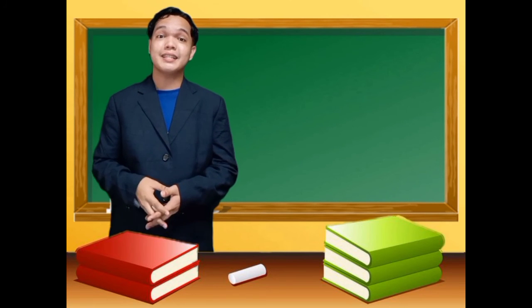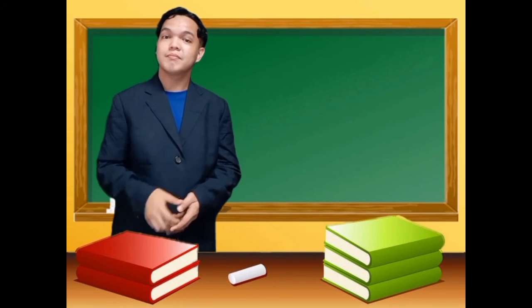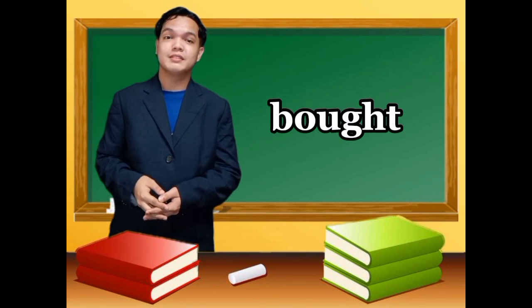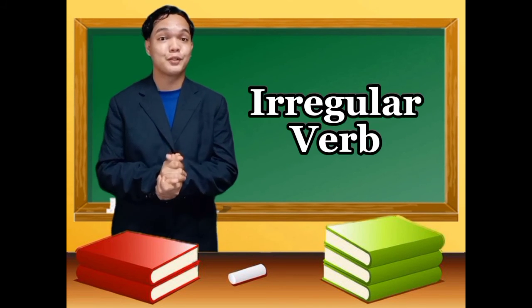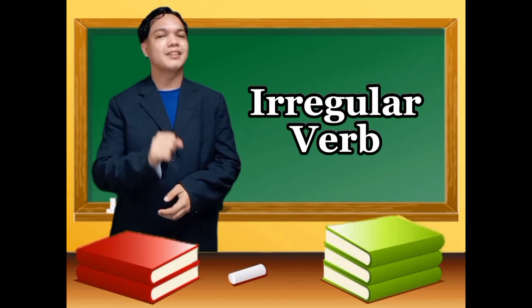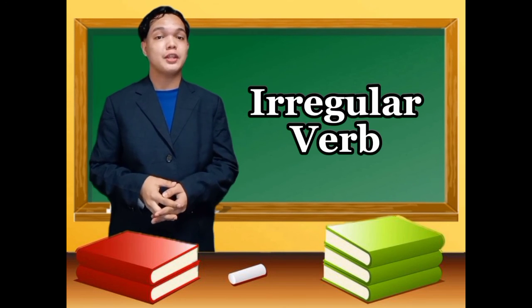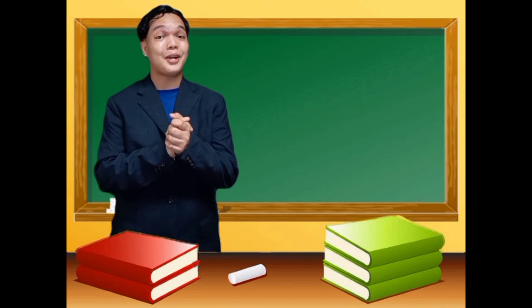Very good. The last sentence, what is the verb used? Yes, it is bought. What kind of verb is this called? Awesome. It is irregular verbs. And why? Because it is a verb that will end in ed or d to indicate an action in the past. Well done, students. Good job.